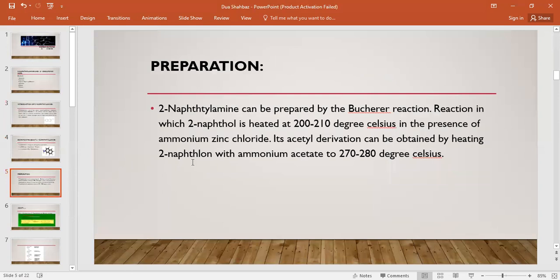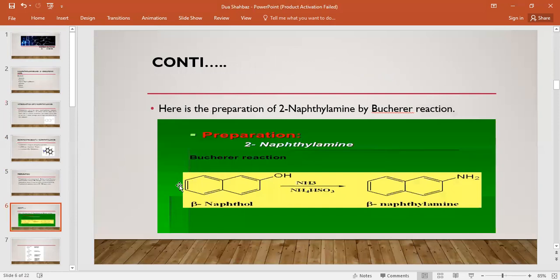Here we have the preparation method. 2-naphthylamine can be prepared by the Bucherer reaction, in which 2-naphthol, which is also known as beta-naphthol, is heated at 200 to 210 degrees Celsius in the presence of ammonium zinc chloride. The acetyl derivative can be obtained by heating the 2-naphthol with ammonium acetate to 270 to 280 degrees Celsius. And here is the reaction, and we see that beta-naphthol is heated in the presence of NH3 or NH4HSO3, and we obtain the product which we call beta-naphthylamine or 2-naphthylamine.